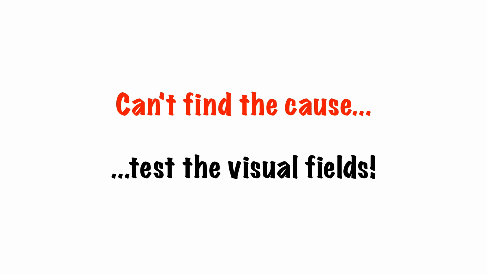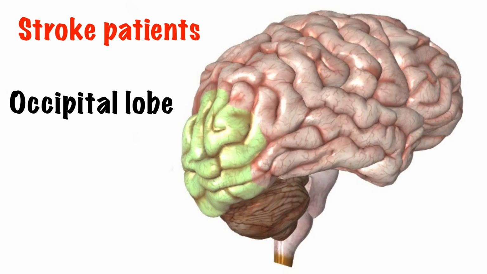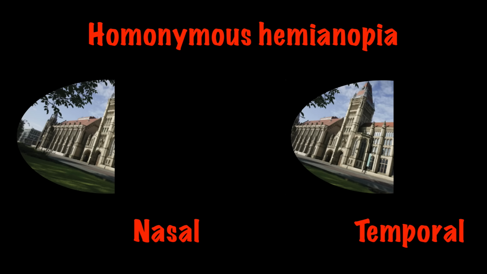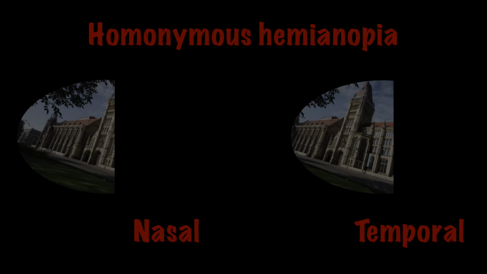It is always important to test the visual field in any patient in whom you cannot find the cause of their visual loss. This commonly happens when patients have suffered strokes, where damage occurring to the occipital lobe of the brain, where the visual cortex can be found, causes a homonymous hemianopia. Here, visual acuity and fundoscopy may be entirely normal, and yet the patient will have profound loss of their temporal and nasal fields. So how do we start?